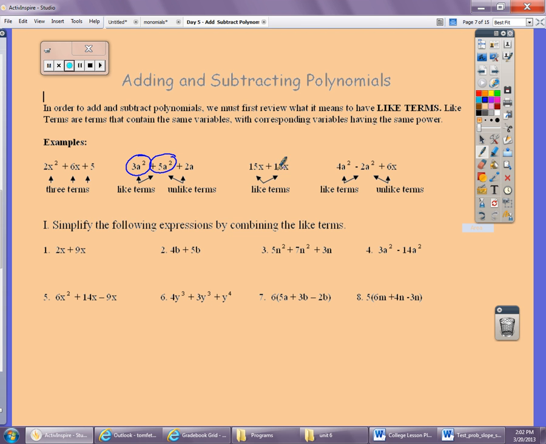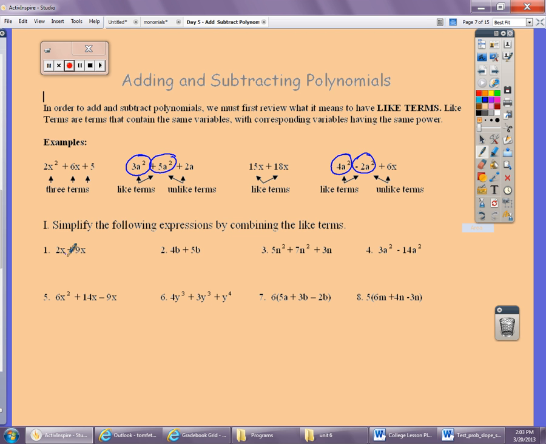15x and 18x are like terms since they both just have x. And then when we look at the last one, 4a squared and negative 2a squared are like terms since they both have a squared. And then 6x is not a like term. So to simplify these, we have to combine our like terms.